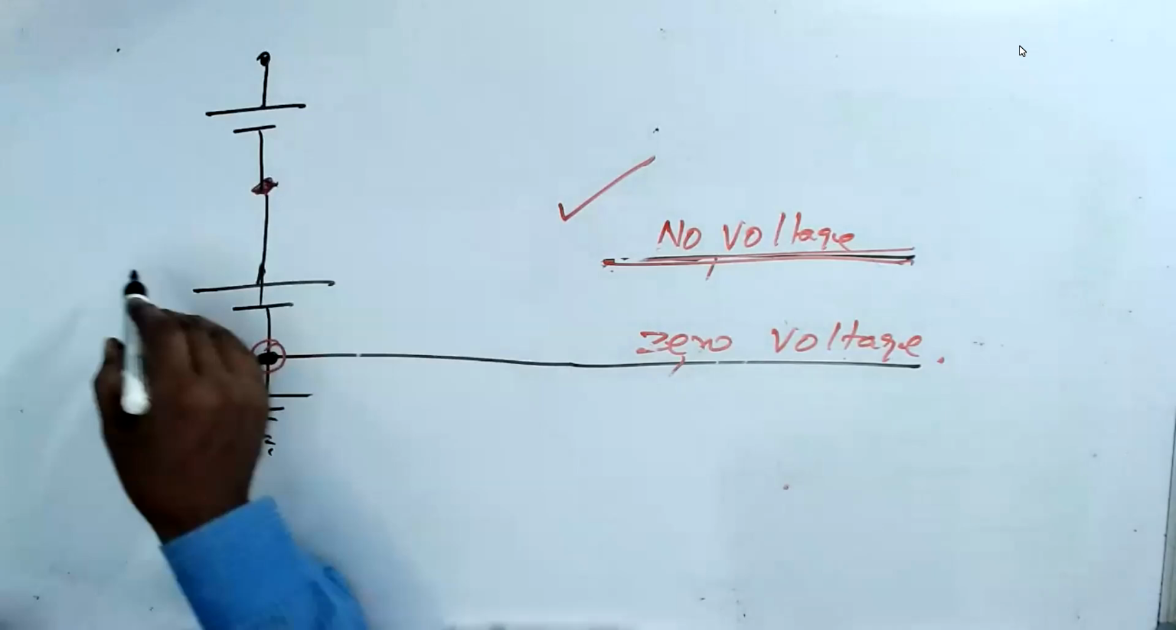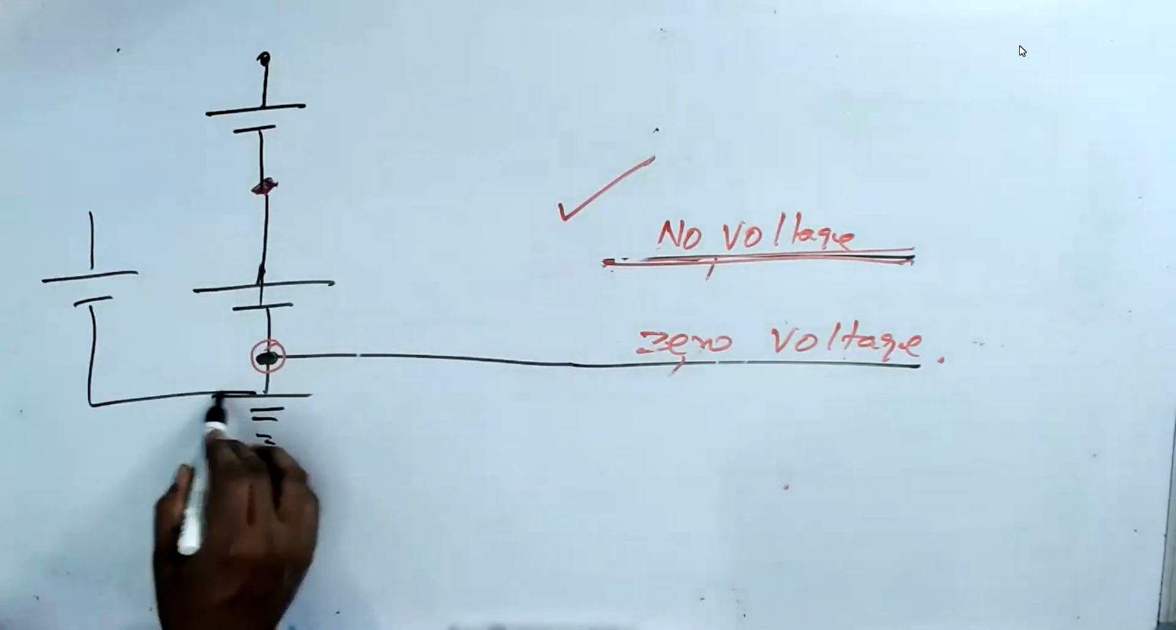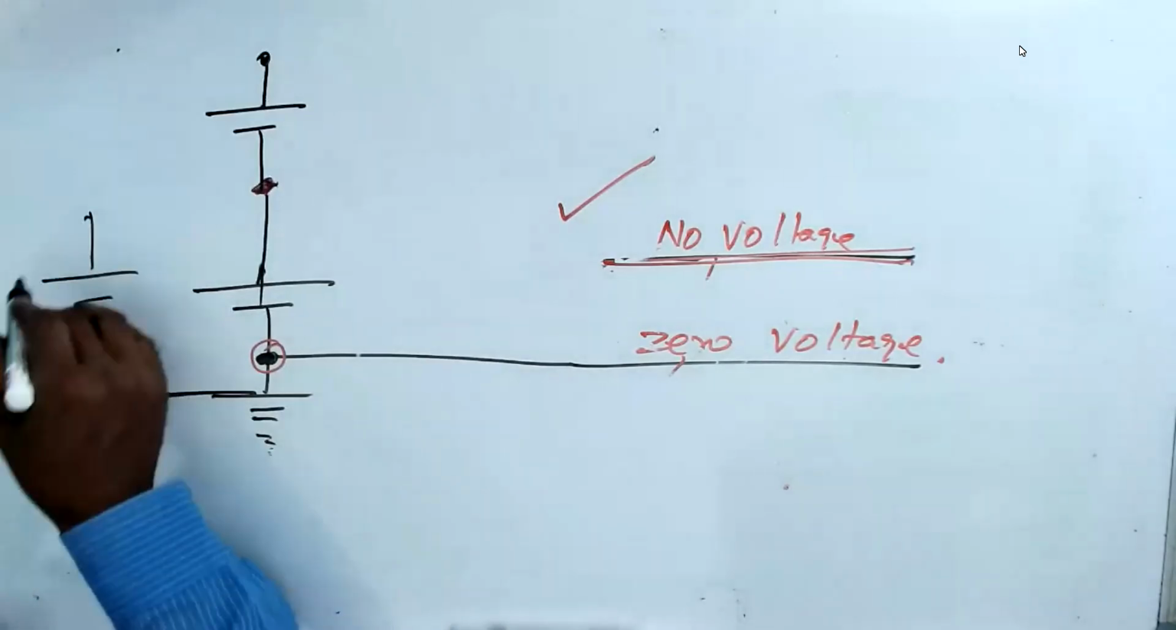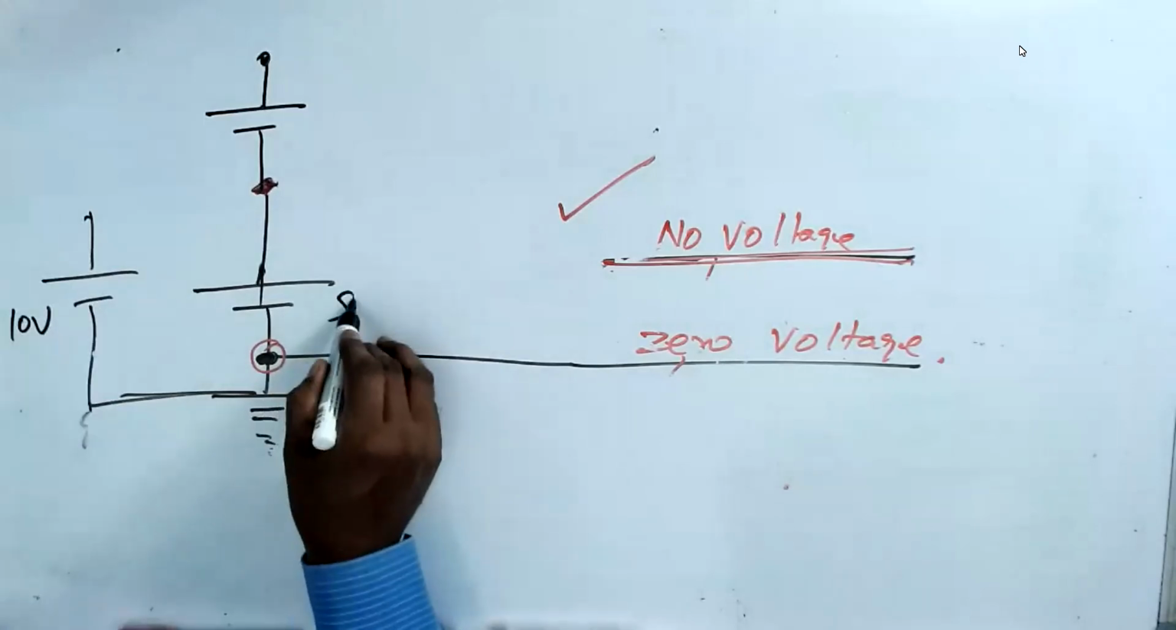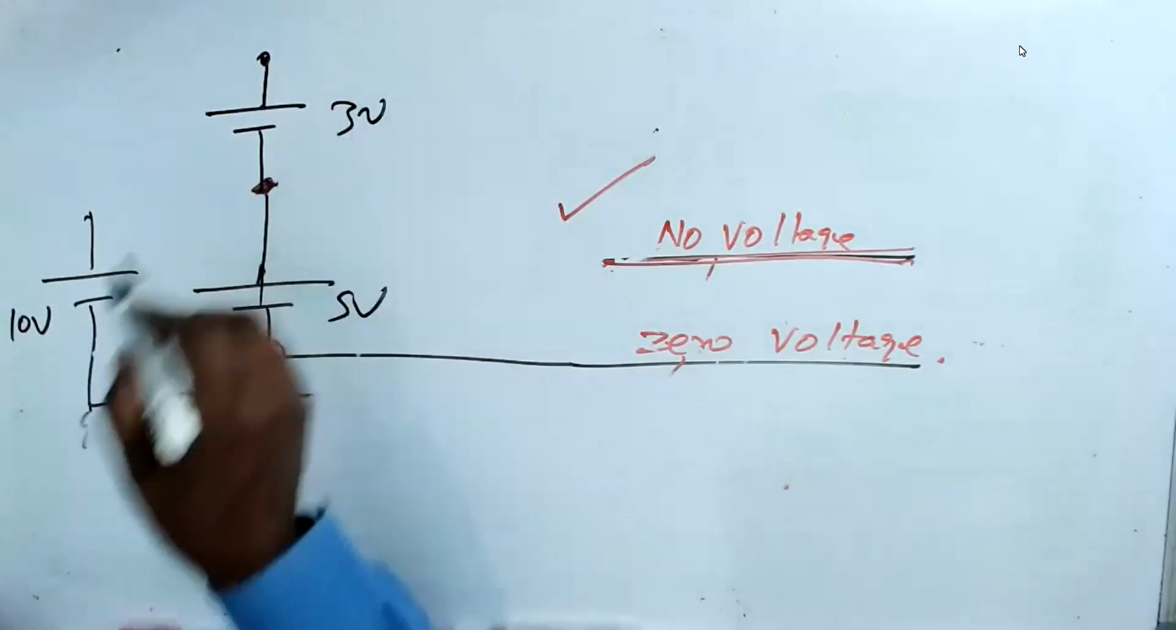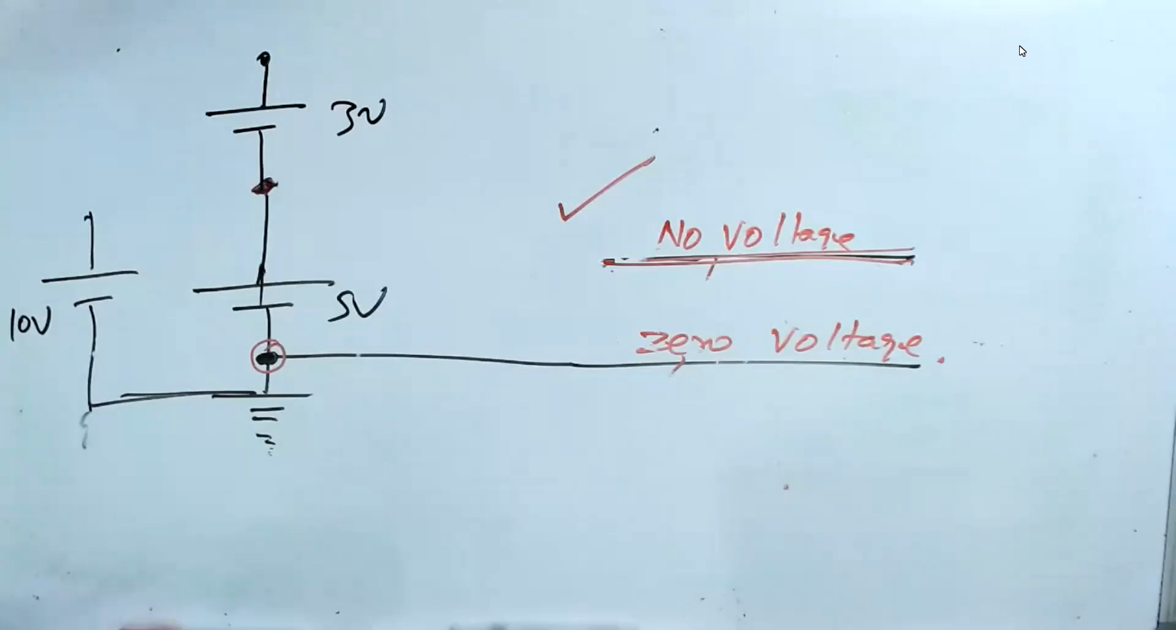I have one more battery. Ground is connected. And this one is 10 volt. This one is 5 volt. This one is 3 volts. Understand now?